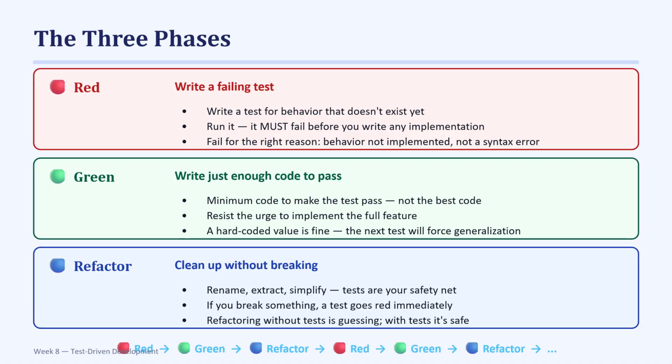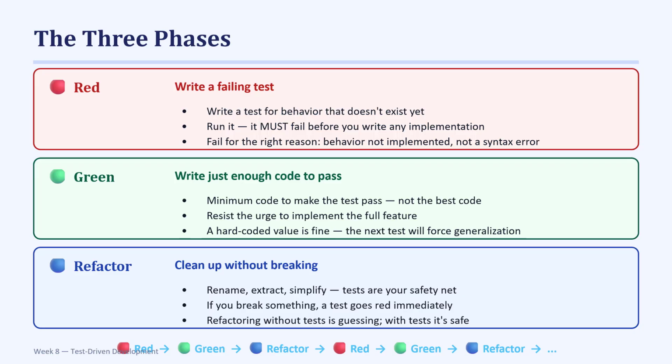So let's dig into the pattern I talked about. Red, this is where we're writing our failing test. We write a test for behavior that doesn't exist yet, because that's the code we're going to write, but we haven't written it yet. We run it. It has to fail. Now, I say this, it has to fail. You can't write a test for code and have it pass, because if the test passes, the test has to be wrong, because the behavior already exists and we haven't written it yet.